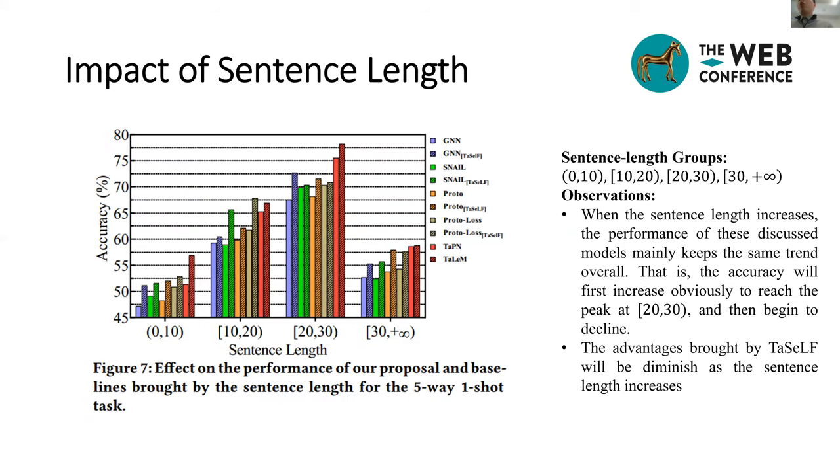We examine the few-shot performance affected by the sentence length. We can find that when the sentence length increases, the performance of all discussed models mainly keeps the same trend overall. That is, accuracy will first increase to reach the peak at the 20 and 30 group, and then begin to decline. The advantage brought by task self will also diminish as the sentence length increases.